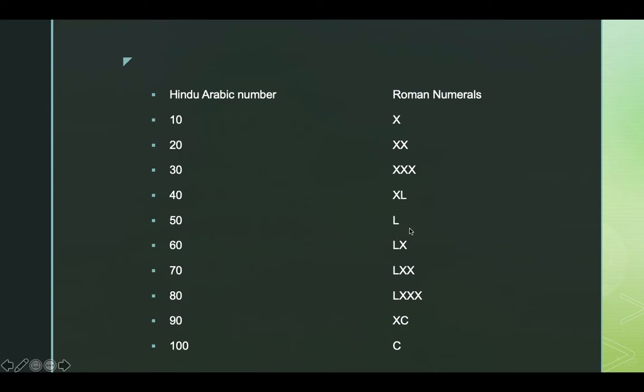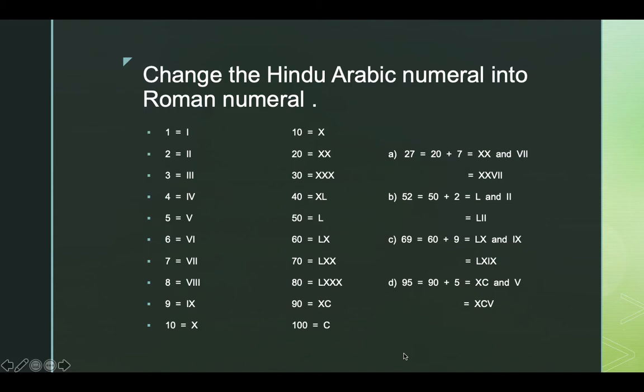Then this is 50, this is 60, this is 70, 50 plus 10 plus 10, and 80, 50 plus 10 plus 10 plus 10. Now again, can we write 4 times X here to make 90? No. So how to write 90? That is 100 minus X. As we know, the value of C is 100 and 100 minus 10 is 90. So XC. Then the value of C is 100, so 100 is written as C.